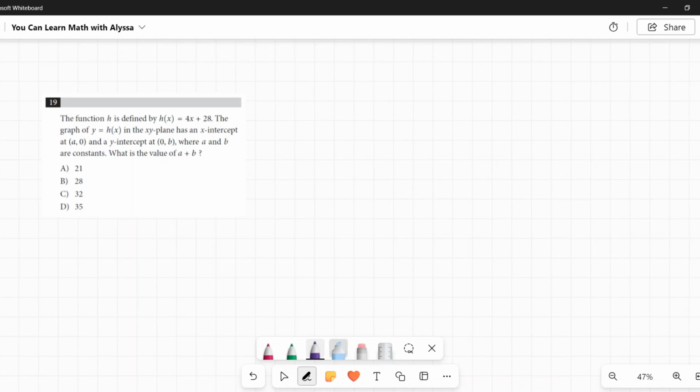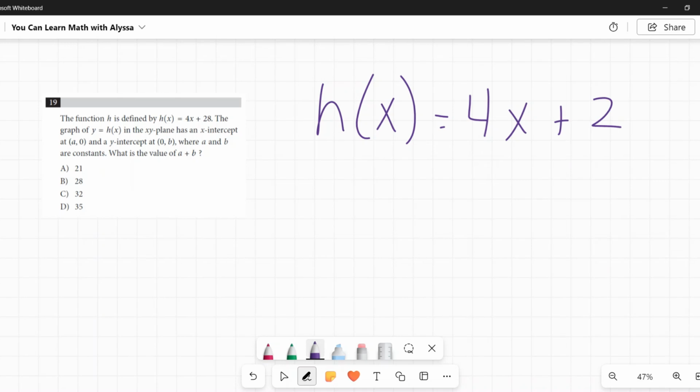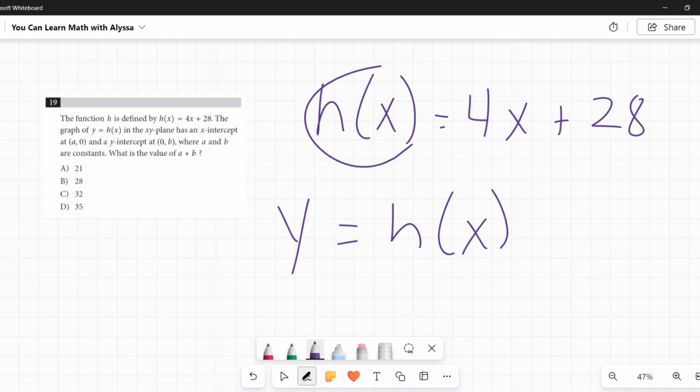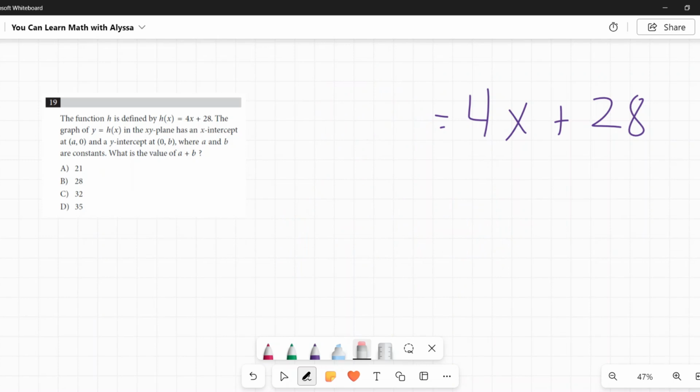So we have, why isn't my stylus working? There we go. This first part right here, that the function h is defined by h of x equals 4x plus 28 and the graph of y equals h of x. All that's saying is, we start with h of x equals 4x plus 28, and y equals h of x just means that since y is the same as h of x, you can put y in for h of x. Why do they do that? That's it.